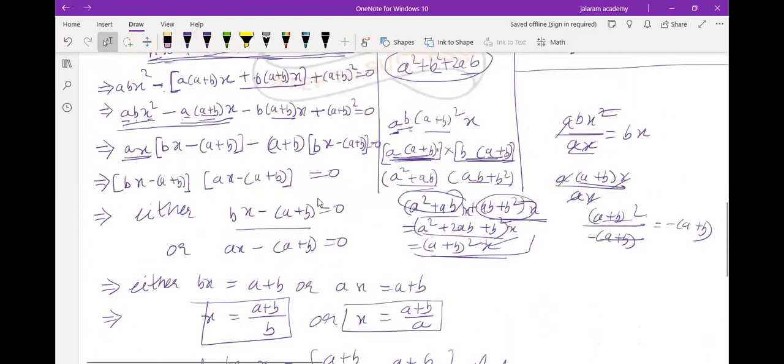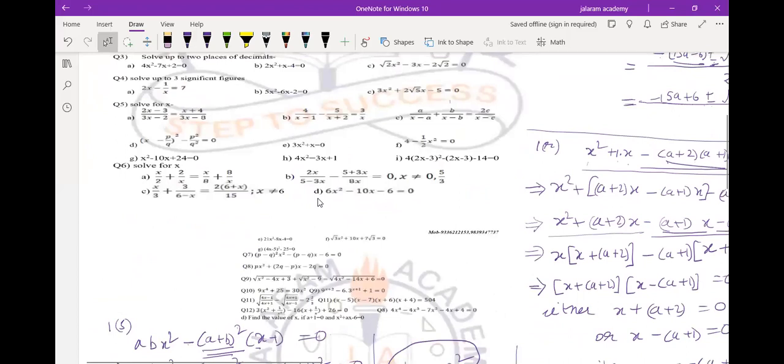Now, any other doubt? Is there any other doubt? Yes, sir, 5C, 4A. See this one: a upon x minus a plus b upon x minus b equals 2c upon x minus c. You have to solve this. Okay. There is no trick to solve it.